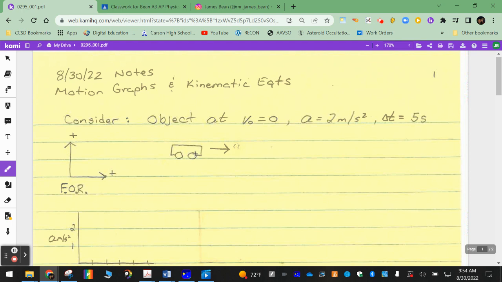It's moving to the right, therefore acceleration is going to be positive. Now, it's at rest with an acceleration of 2 meters per second squared. That means each second, its velocity is going to increase by 2 meters per second for a total duration of 5 seconds.